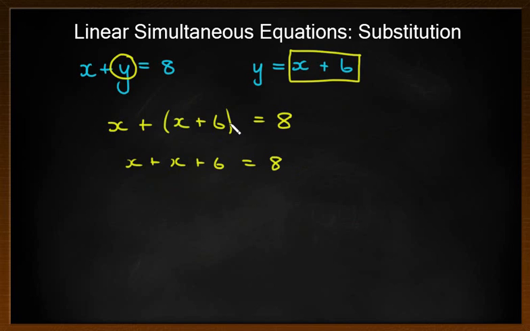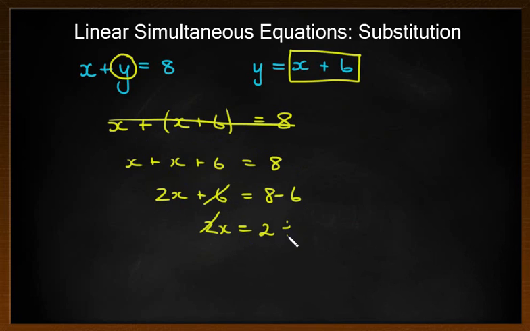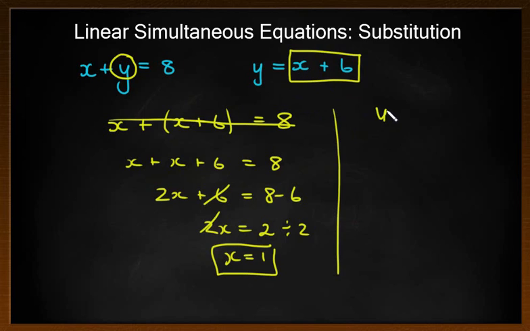Again, you might not even write the brackets in the first line. You can just write the second line straight away. But we get 2x plus 6 equals 8. I'm going to solve it like a normal two-step equation. 2x equals 2. And in this case, x is equal to 1. That's a nice little solution there. I'm going to now put it back into the second equation, which is much easier because y is the subject.